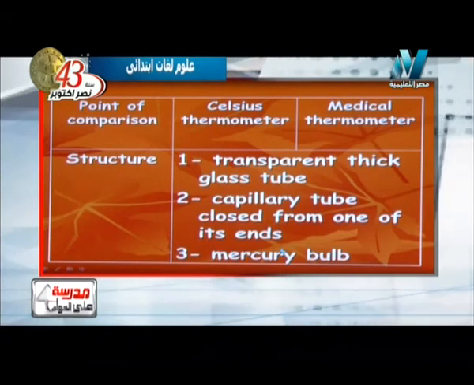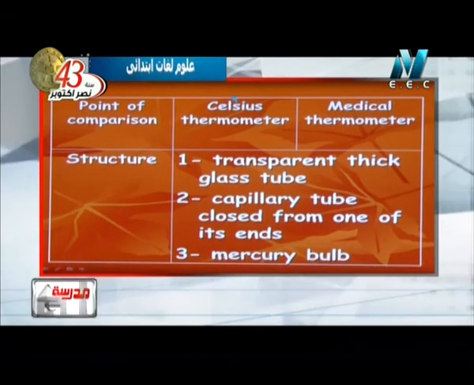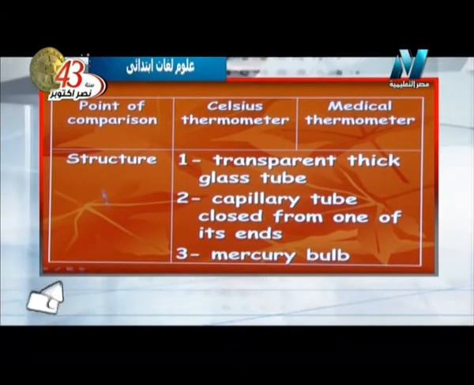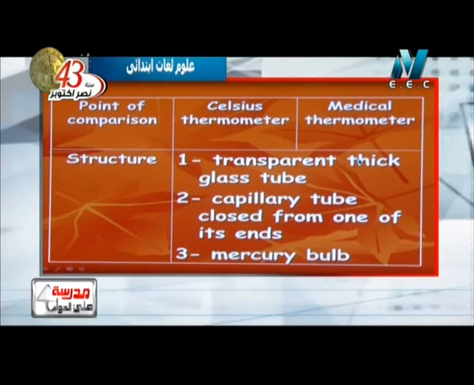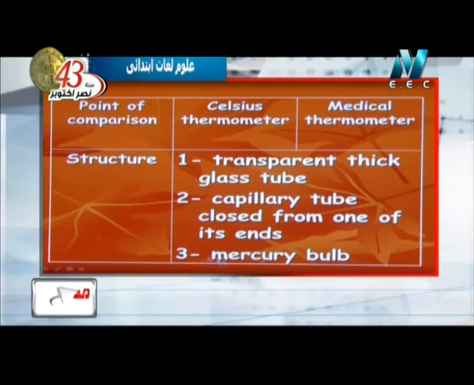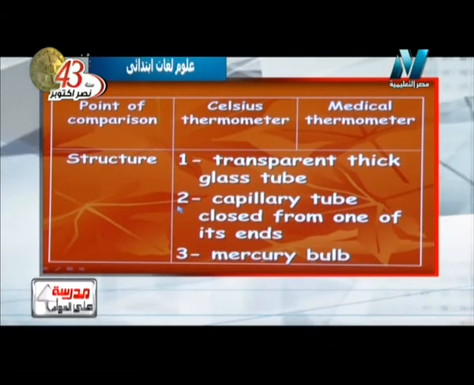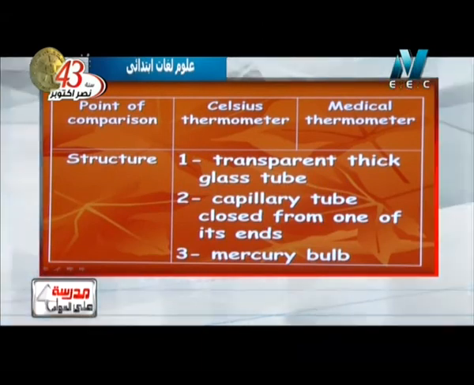Is there a mistake in the comparison? No, it's not a mistake, because the structure is similar in both, so I can make them the same structure. The structure of the Celsius thermometer and the medical thermometer is the same in three points, so I can write the three points here. Both of them contain a transparent thick glass tube, a capillary tube closed at one of its ends, and at last a mercury bulb.